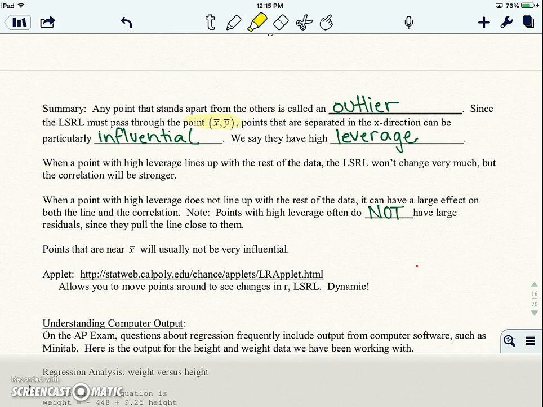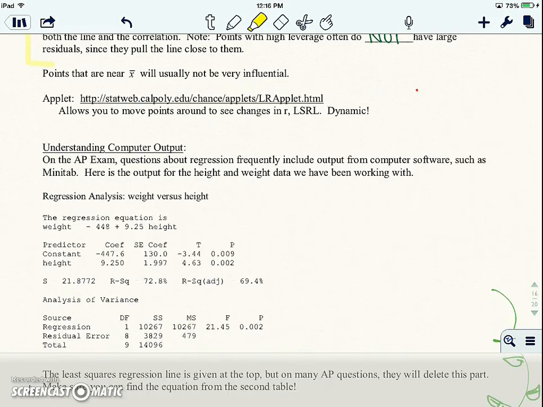When a point with high leverage lines up with the rest of the data, the line won't change very much, but the correlation will be stronger. You should read these a few times. When a point with high leverage does not line up with the rest of the data, it could have a large effect on both the line and the correlation. Note, points with high leverage often do not have large residuals since they pull the line close to them. Okay, we'll play with this later.